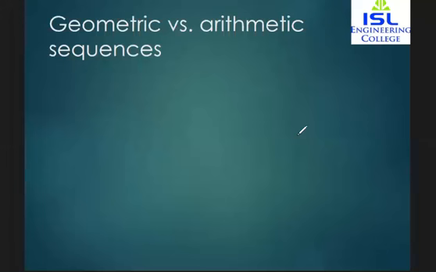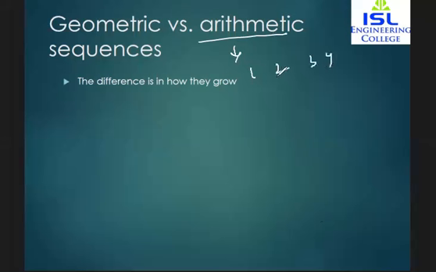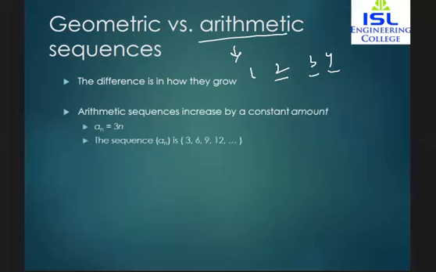We have geometric versus arithmetic sequences. Arithmetic sequences are those that grow by a constant amount. So after 1 we get 2, 3, 4, that is incrementing by 1. A geometric sequence is one that increments by a constant factor. So over here, instead of increasing by 1, they increase by some factor value. So this is your arithmetic sequence.